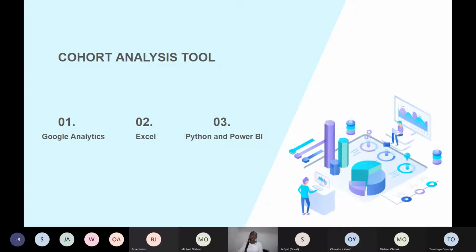So, types of cohort analysis too, but I'll just mention four. You can run cohort analysis on Google Analytics, you can run cohort analysis on Excel, you can run cohort analysis in Python, and yes, for why I'm speaking at this session, you can run cohort analysis using Power BI.